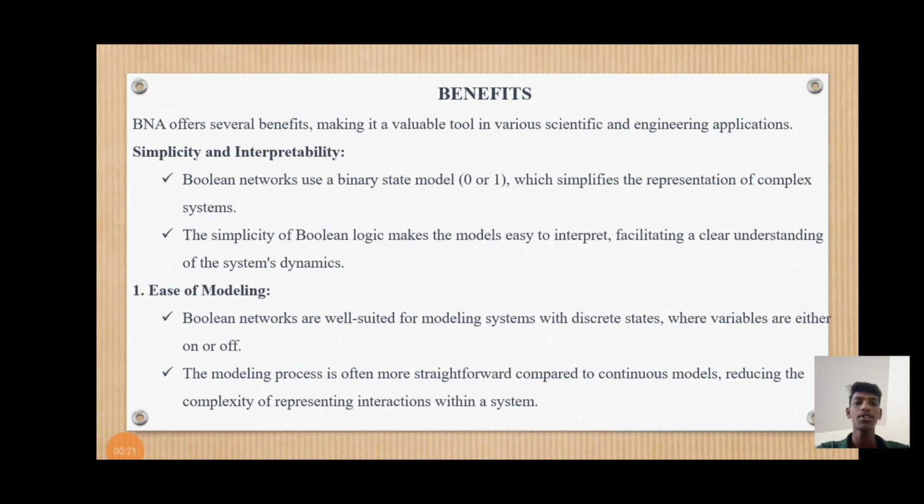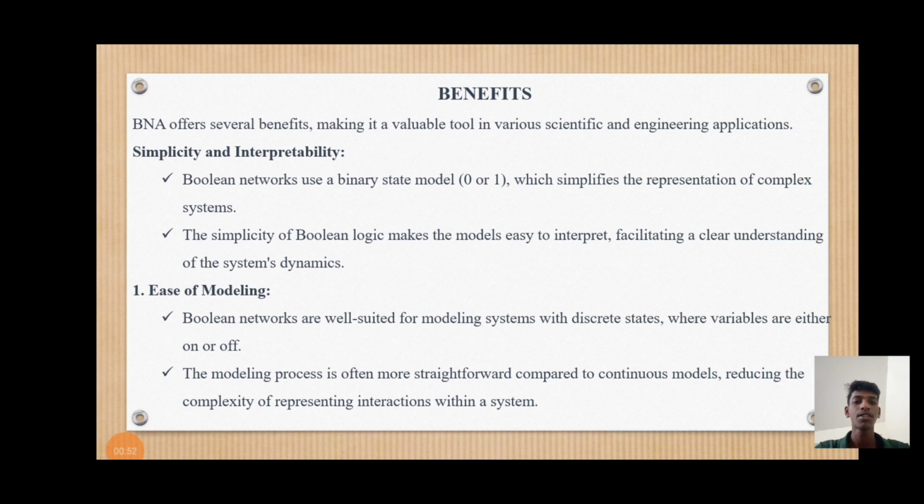Benefits. BNA offers several benefits, making it a valuable tool in various scientific and engineering applications. Simplicity and interpretability. Boolean networks use a binary state model, 0 or 1, which simplifies the representation of complex systems. The simplicity of Boolean logic makes the model easy to interpret, facilitating a clear understanding of a system's dynamics.